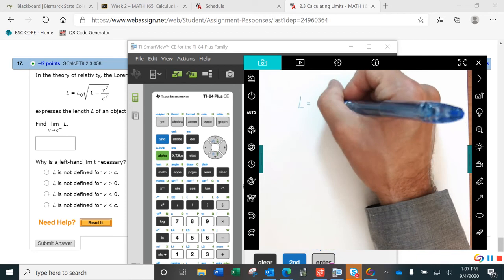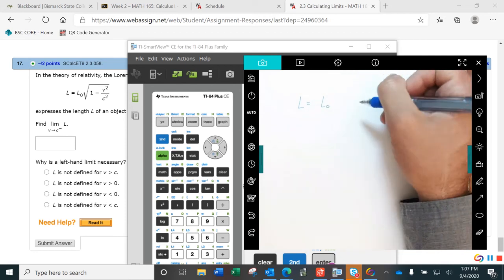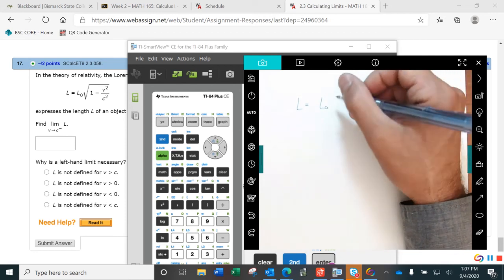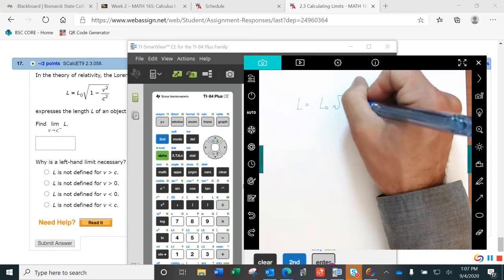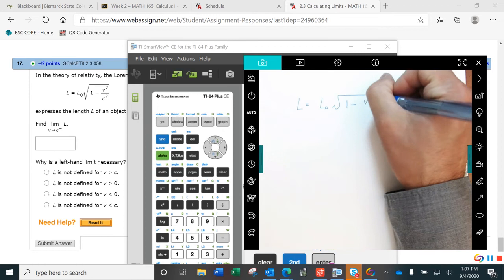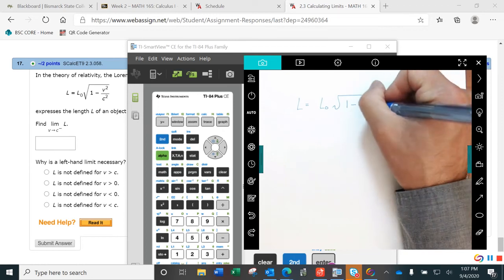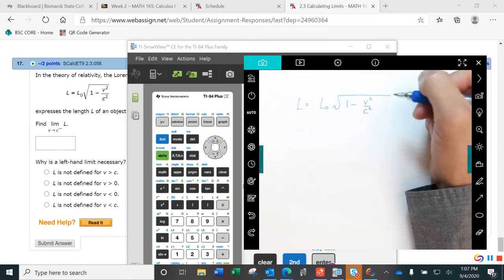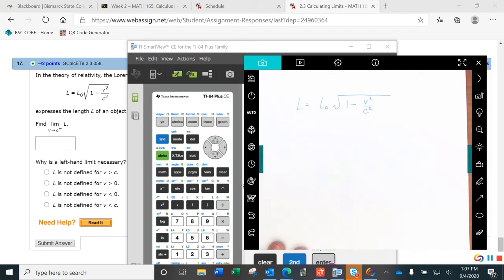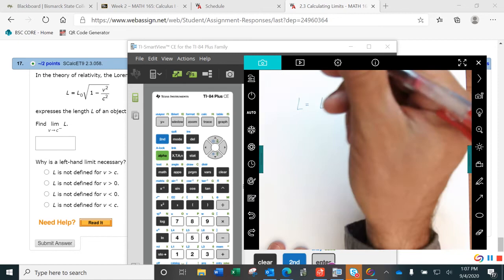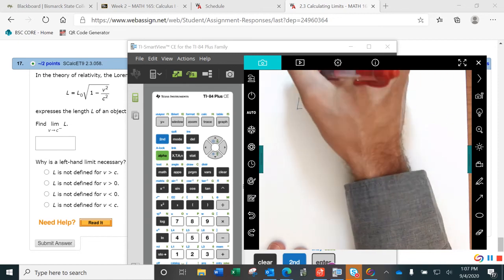L will equal whatever that resting length is, which we're going to use the notation L naught, L subscript 0, times the square root of 1 minus the velocity that it's traveling squared divided by the speed of light squared, like so. So this is known as the Lorentz contraction. Let's just make a couple notes of this. This one's cool. Just enjoy this one. It's a lot of fun.